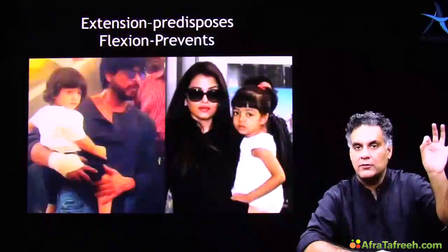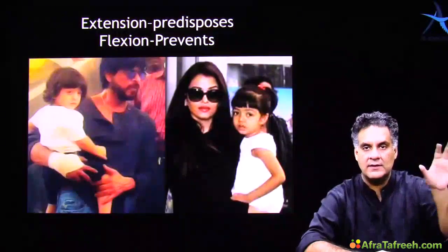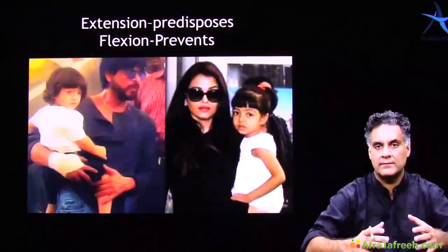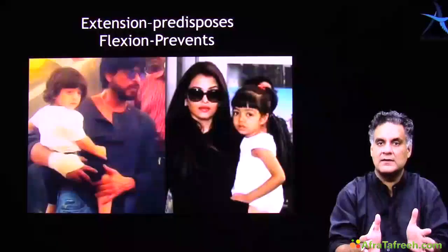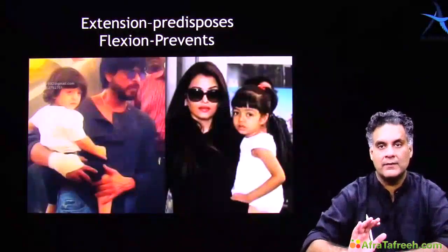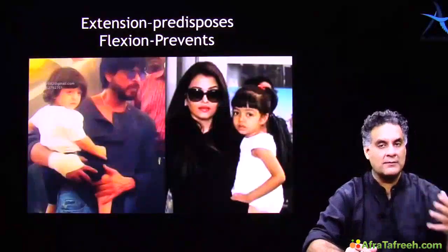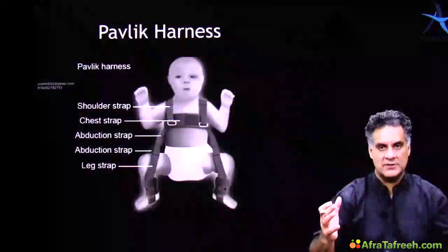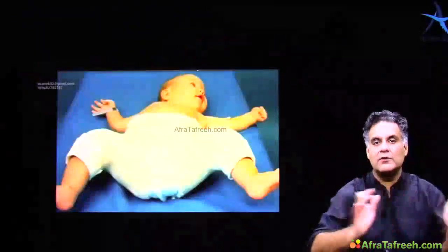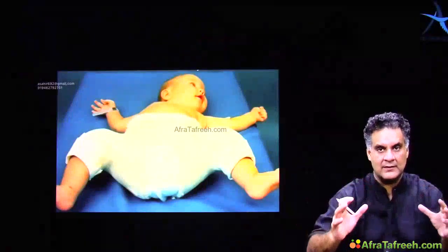So if you look at the Indian scenario, DDH is very less because abduction at the hip prevents it. Whereas if you keep it adducted, as in Western countries, it is more common. That's why DDH is not seen as much in India. And that's why the principle of treatment of DDH is to maintain abduction: Pavlik harness, or a Bacillus cast, or a von Rosen splint. Whatever you wish to do, the treatment is abducted.